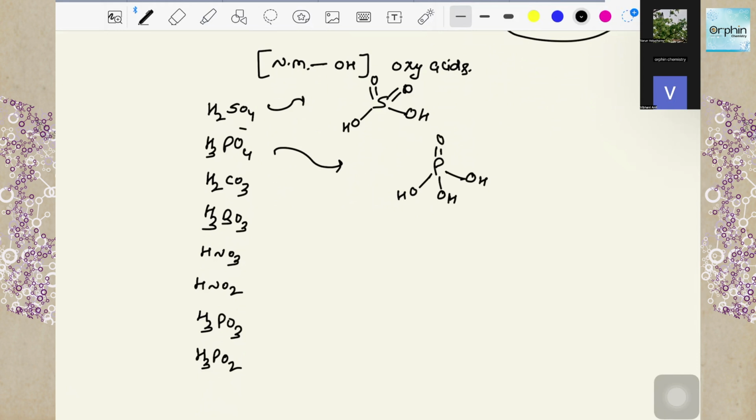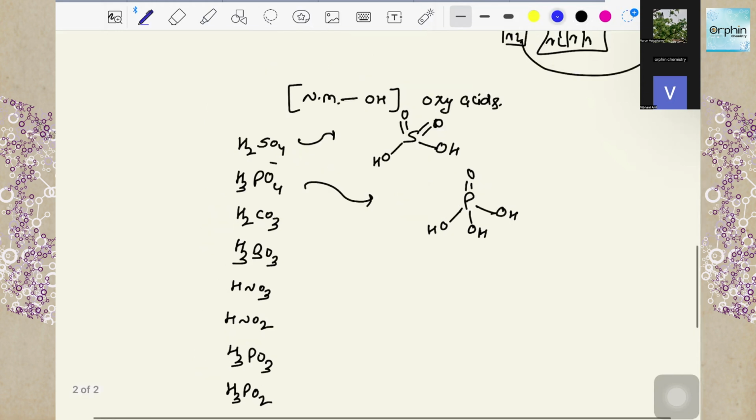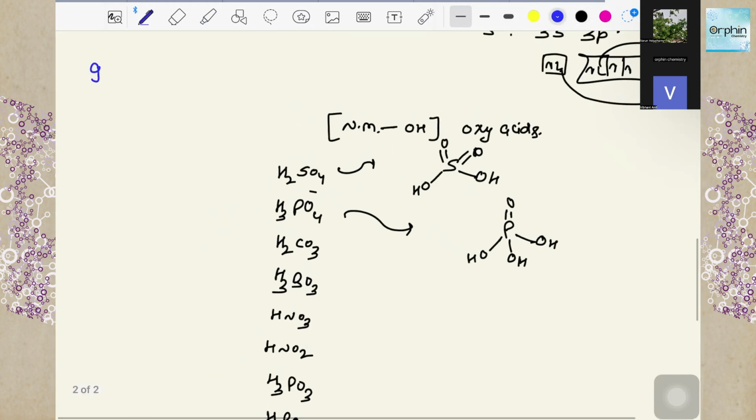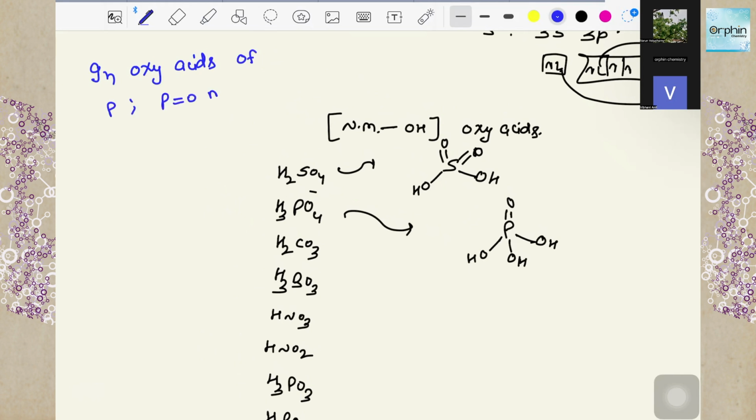One very important point. When you are drawing the oxyacid of phosphorus, I'm writing it here. In oxyacids of phosphorus, P double bond O must be present. In oxyacid of phosphorus, P double bond O must be present.